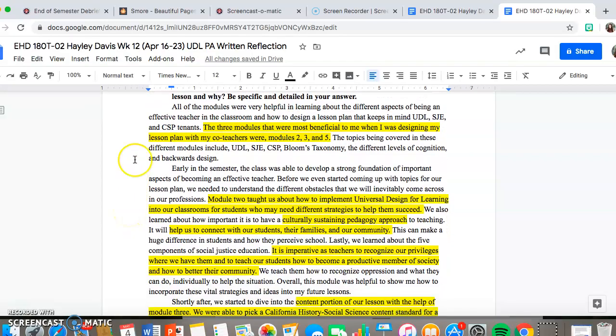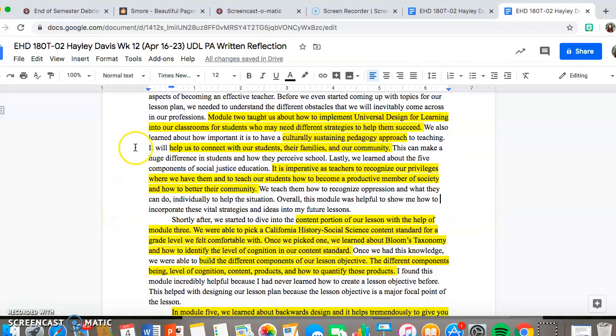So to start off with this, I chose that I would be looking at modules 2, 3, and 5. I felt that these were the best for designing my lesson. Module 2 taught us about how to implement universal design for learning into our classroom for students who may need different strategies to help them succeed. And in our lesson plan, we definitely thought of strategies and activities that would implement UDL.